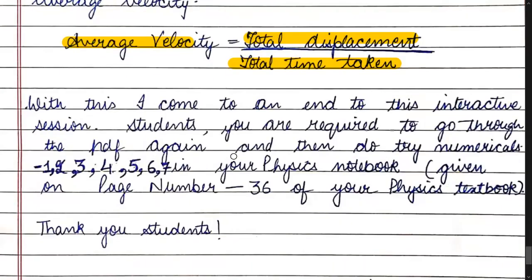So children, with this, I come to an end to this interactive session. You are all required to go through the PDF again and learn all the definitions and then try numericals number 1, 2, 3, 4, 5, 6 and 7. Kindly try these numericals in your physics notebook, which are given on page number 36 of your physics textbook.